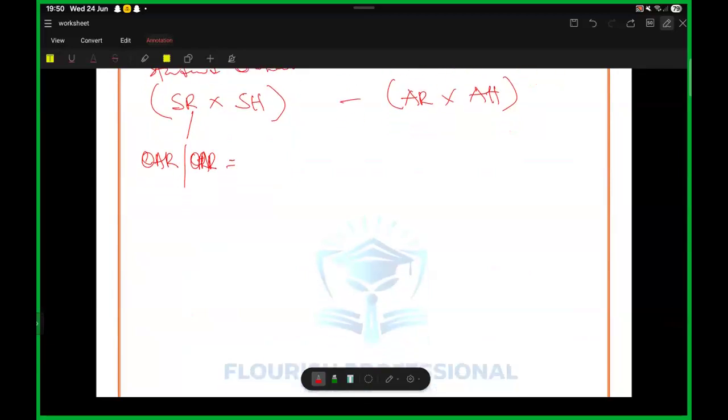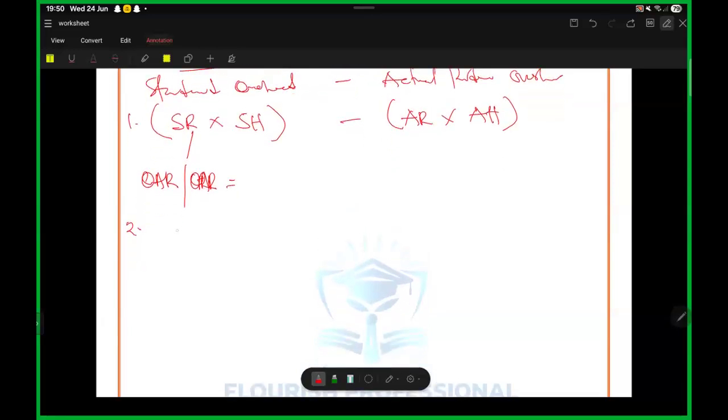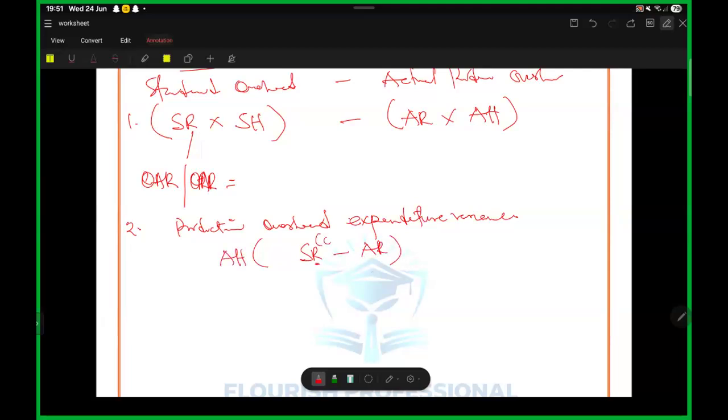So this one too can be further segregated into the rate, which is the production overhead expenditure variance. We call it expenditure because it is on the rate. The difference is on the rate. So you count the standard rate minus your actual rate times your actual hours. But this rate is the overhead absorption rate. Bear in mind.